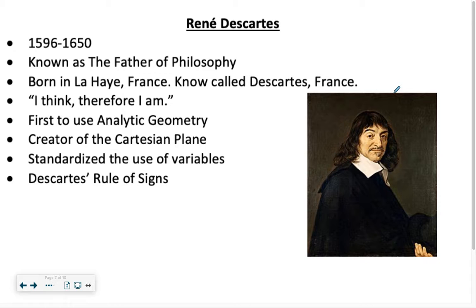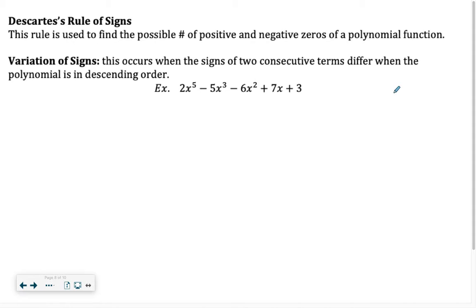He also standardized the use of variables. He was really the first to use x, y, and z for unknowns in equations, and then a, b, and c for knowns. And he also created our standard notation for superscripts, like how we write x to the 4th power. He was the first one to do that and standardize that notation. Now, what we're actually going to use of his in this section is called Descartes' rule of signs. So let's take a look at that.